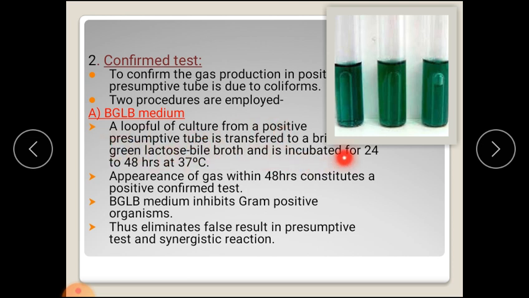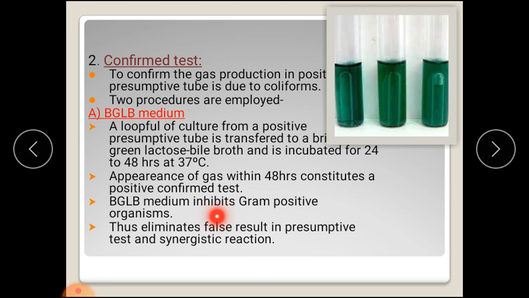It is transferred to brilliant green lactose bile broth and it is incubated for 24 to 48 hours at 37 degrees Celsius. If there is appearance of gas within 48 hours, this means that the confirmed test is positive. Means the gas production which was obtained in presumptive tubes was due to coliform, and this is confirmed when there is production of gas in BGLB, because the BGLB medium inhibits gram positive organisms. We know that coliforms are gram negative organisms.